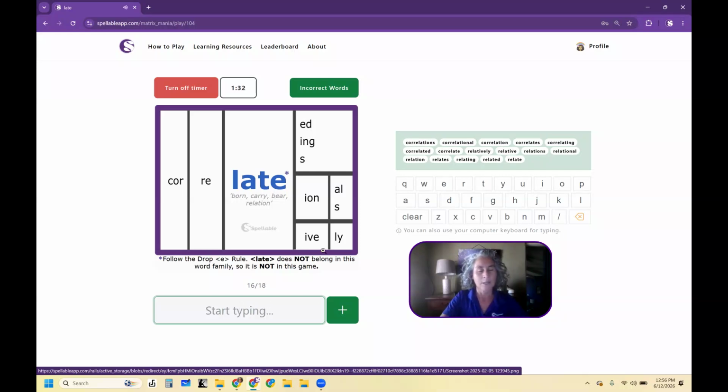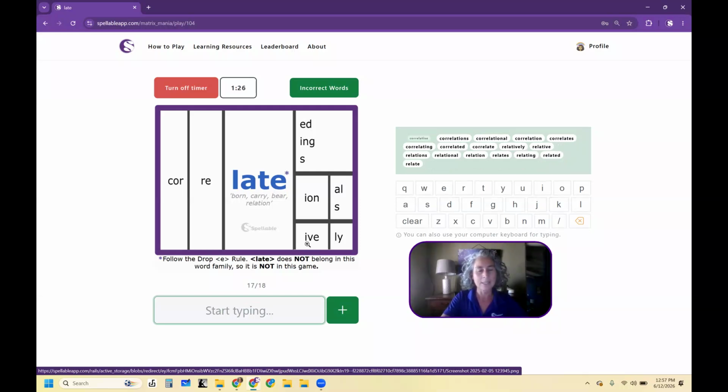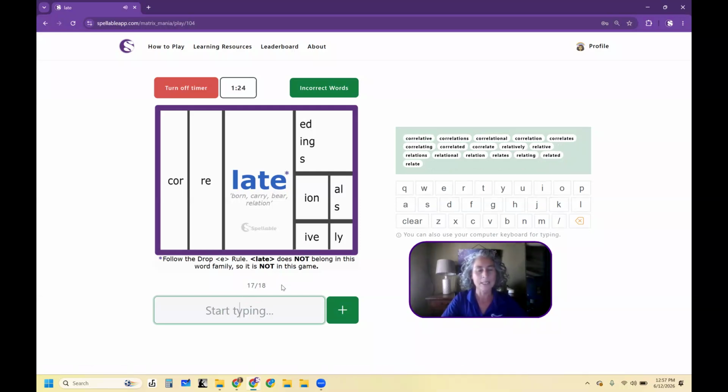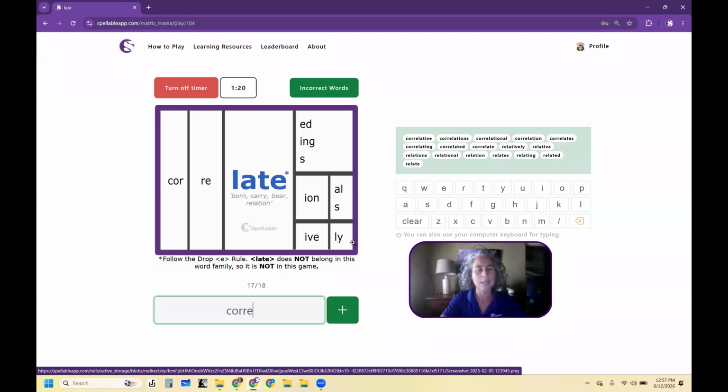Correlative, C-O-R-R-E-L-A-T, drop the E, I-V-E. And then we have, last but not least, correlatively, C-O-R-R-E-L-A-T, drop the E, I-V-E, keep the E because this is a consonant, L-Y.